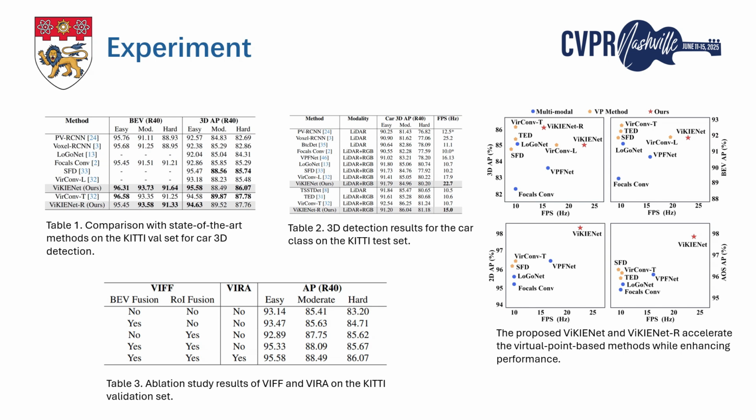Our ablation study shows that each fusion method brings meaningful improvements. The BEV feature fusion method brings improvement over the baseline. The ROI feature fusion method brings significant improvement. With the proposed VIRA module applied on top of VIFF, the detection performance can be further improved. Results show that each module contributes significantly, with the complete system achieving the best performance.